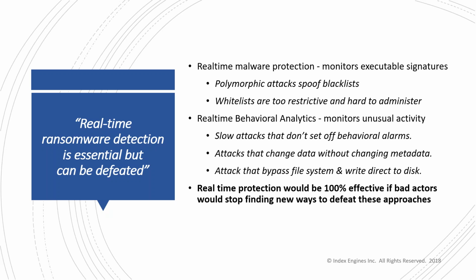The first set of tools is something like McAfee, the real-time malware protection. It uses signatures to really look at executables, create blacklists, whitelists to monitor activity and real-time scans. They work. They've been in effect for years, not 100%. There's also real-time behavioral analytics, something like a Varonis, that monitors unusual user activity. They work. They don't work 100%.